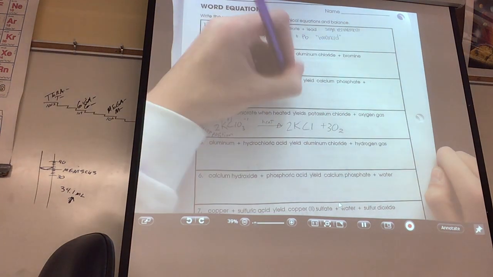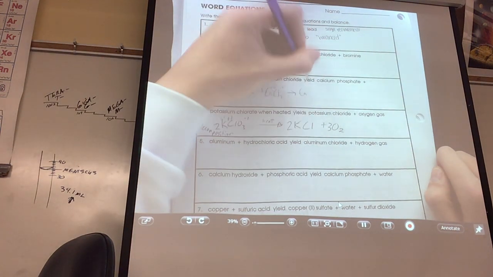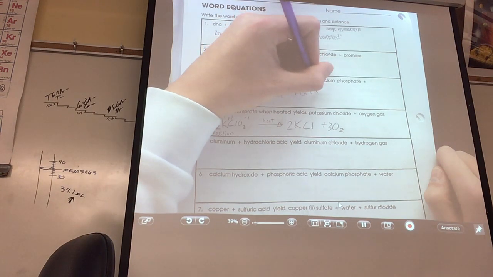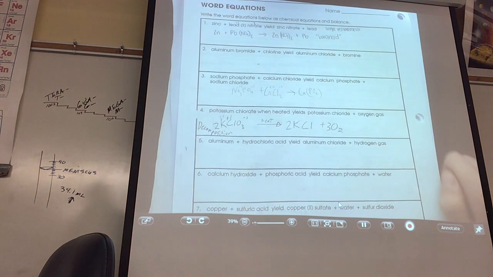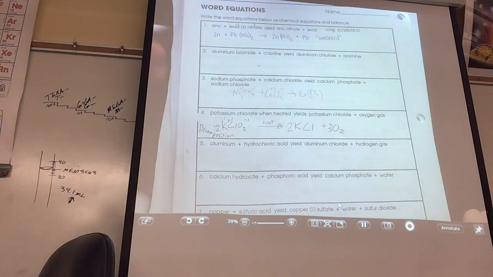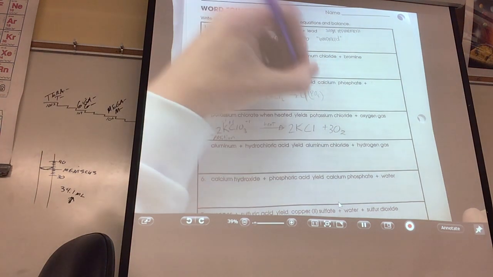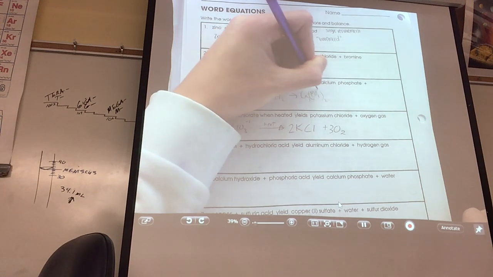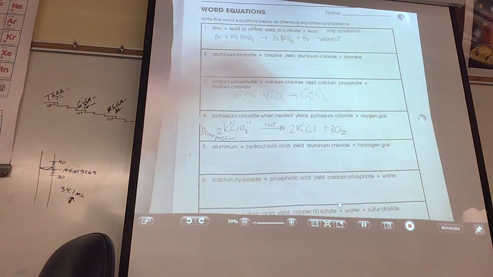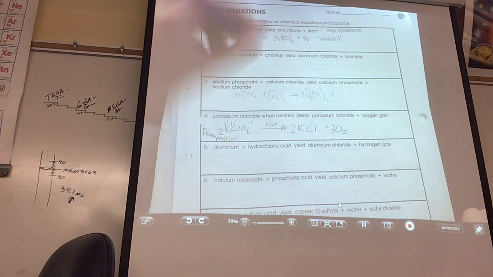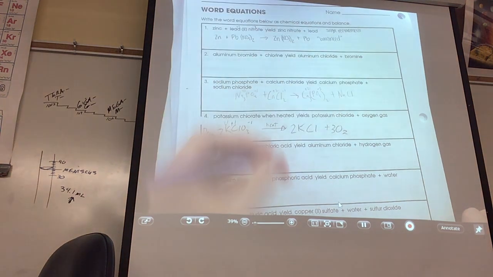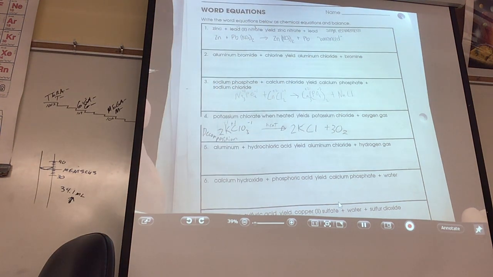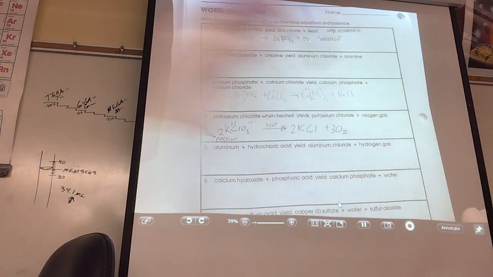Alright, now you keep going. Calcium phosphate, so it's 3 and 2. Okay, alright, very good, plus sodium chloride. So that is already balanced, correct?